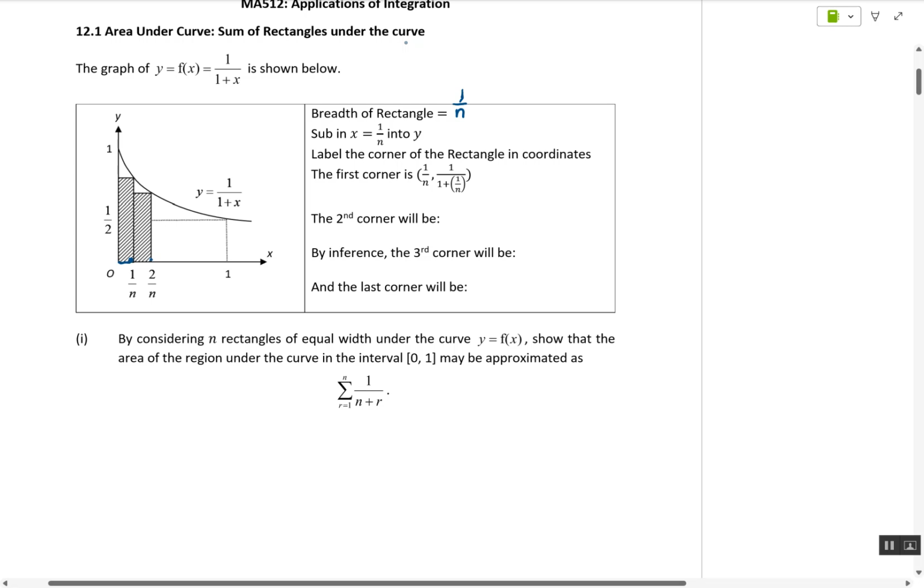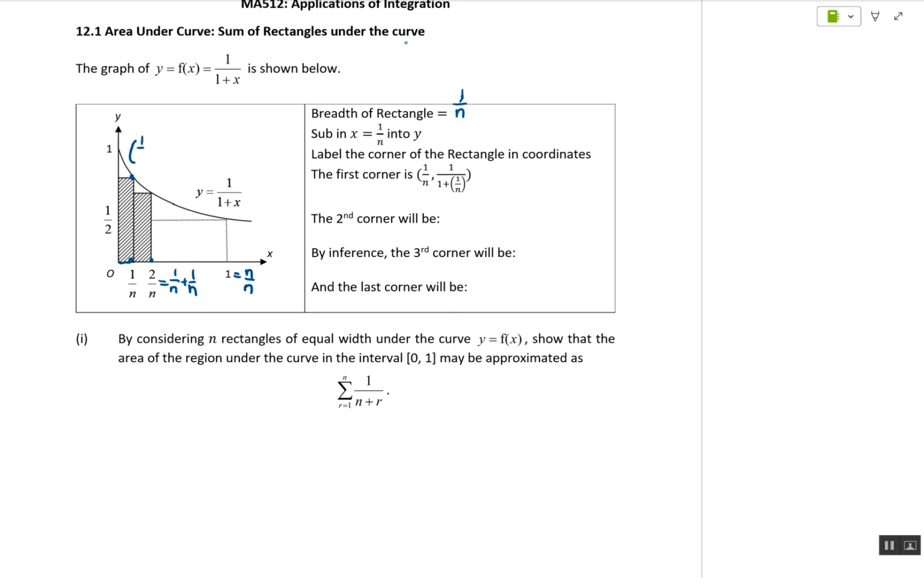Now if this is 1 over n, the x value of this is 1 over n plus 1 over n. That's 2 over n. And the next one, by observing, will be 3 over n, 4 over n, and so on and so forth. And the last one, which is 1, is actually n over n. So to find the area of the rectangles, I must use breadth times height. The breadth of the rectangle will always be 1 over n. Now what is the height?